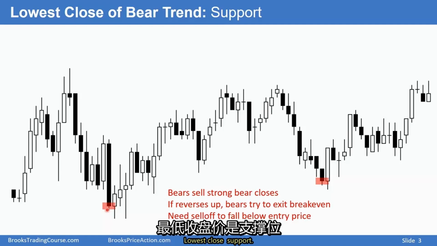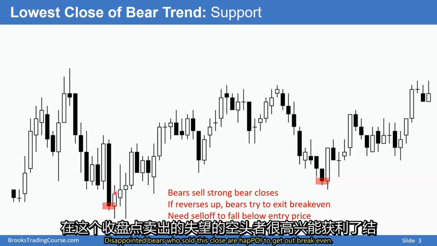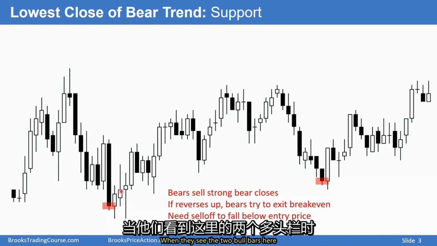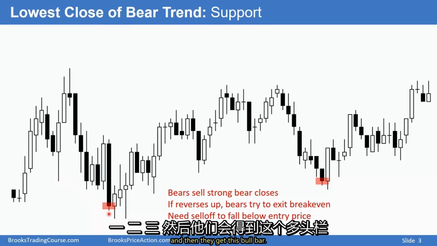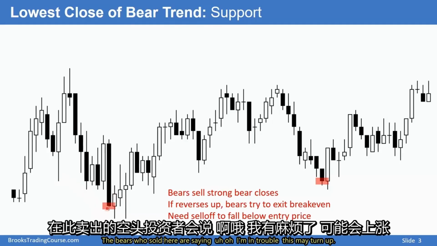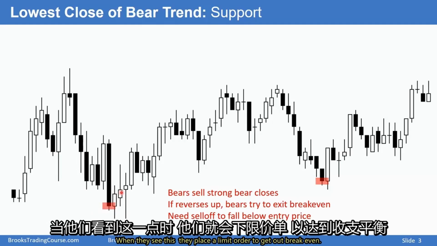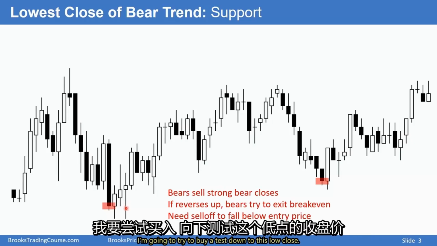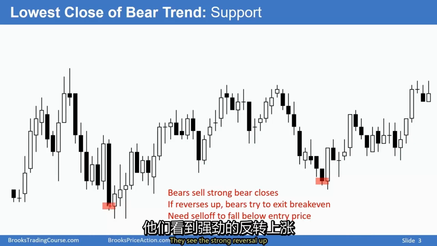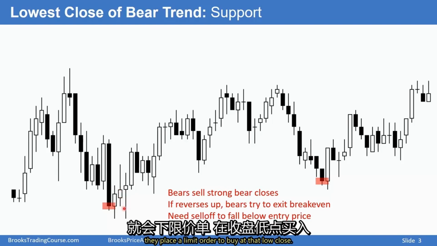Lowest close, support. Disappointed bears who sold this close are happy to get out break even. When they see the 2 bull bars here, failed breakout below a prior low, maybe a wedge, 1, 2, 3, and then they get this bull bar, the bears who sold here are saying, uh-oh, I'm in trouble. This may turn up. When they see this, they place a limit order to get out break even. The bulls see the same thing, and they say, I think we're going up. I'm going to try to buy a test down to this low close. They see the strong reversal up. They place a limit order to buy at that low close.